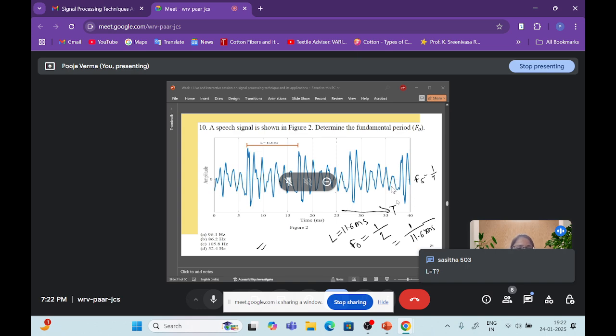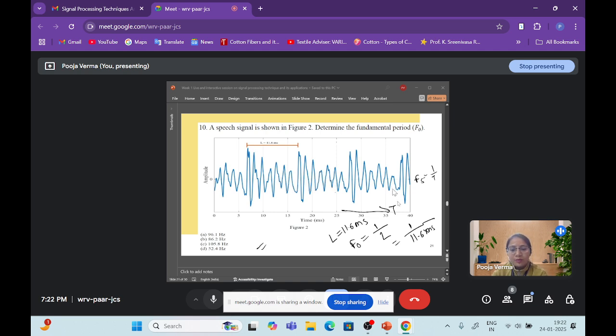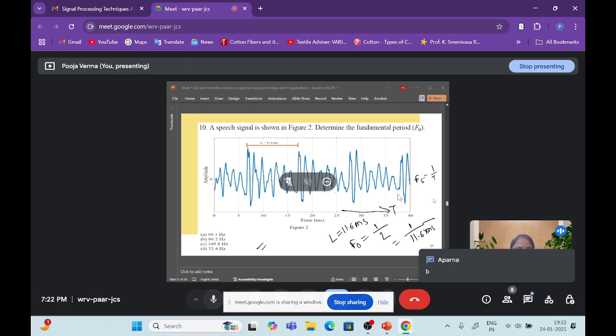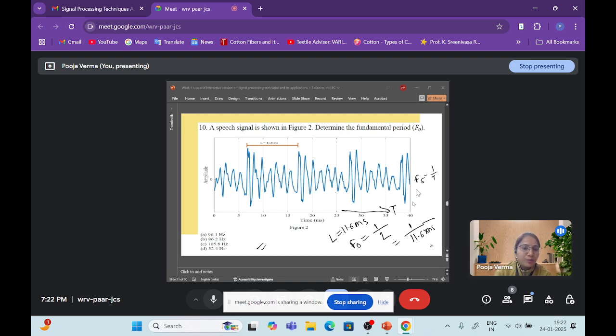Here it is given in the form of L. L is the one period of a waveform. Normally we say it in the form of T, but here in the question it is written that the one period is represented by L. L and T are the same.